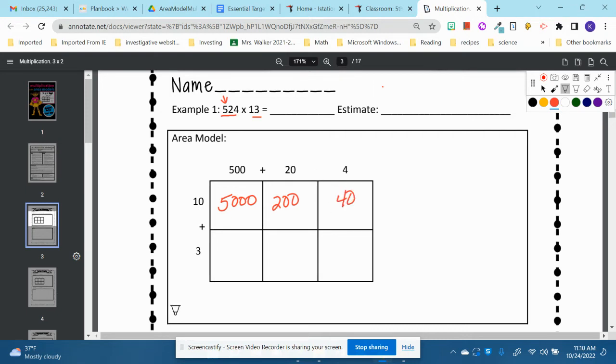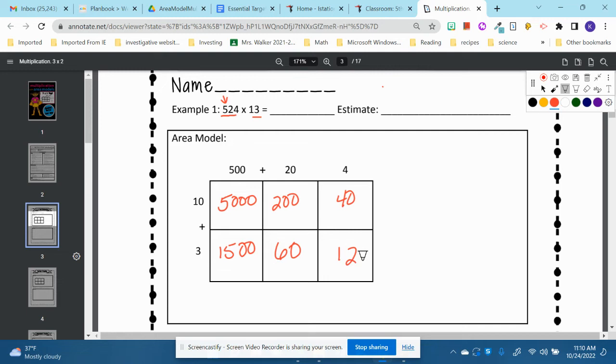40. Now we're going to go to this row and multiply all these place values by 3. So 3 times 5 is, and how many zeros? 2. 3 times 2 is 6. How many zeros? 1. And 3 times 4 is 12.